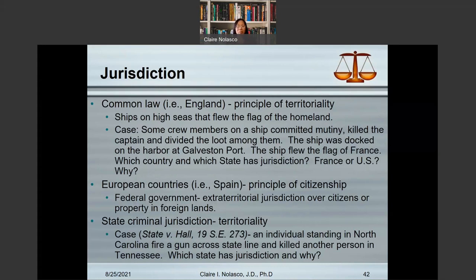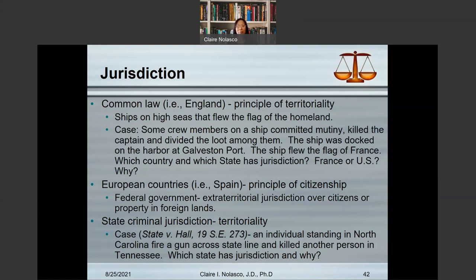Now let's go back in time. In common law in England, they had the principle of territoriality. This basically explains that the laws only apply within the state, within the territory of England. An exception would be a ship on high seas that flew the flag of the homeland. So what exactly is the high sea? The high sea is somewhere in the middle of the Atlantic or Pacific Ocean, not anywhere near the jurisdiction of any state or any country.